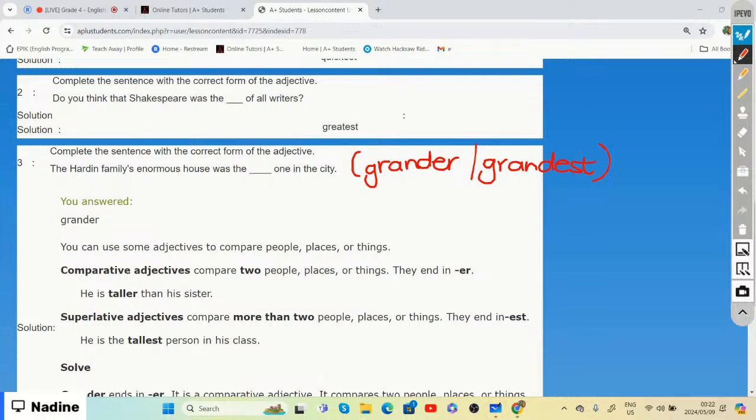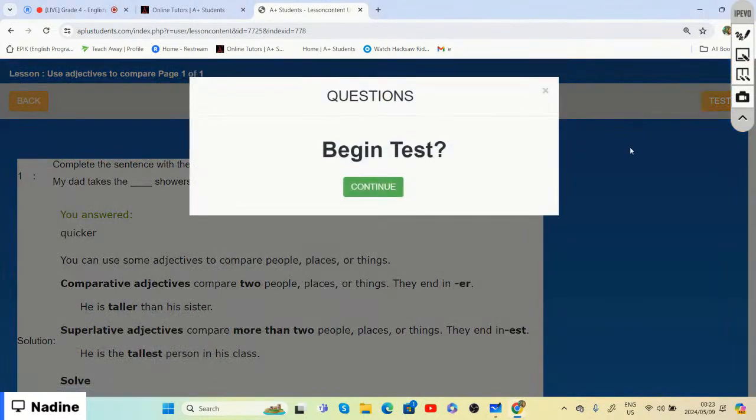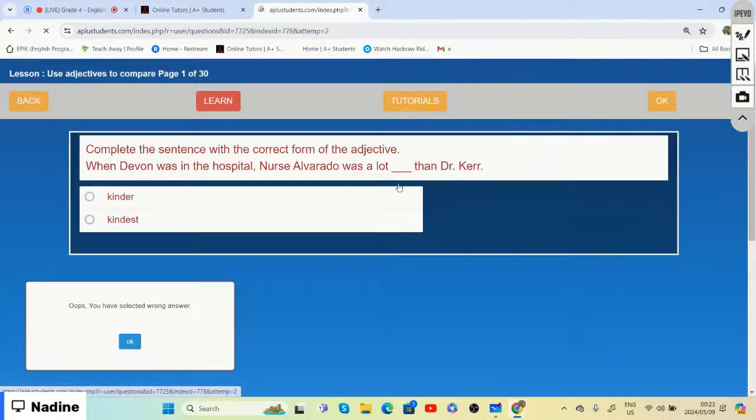All right. So if we select our correct adjective, then we will say the grandest, because it's a superlative adjective, because the Harden family's enormous house is being compared to literally everybody's in the whole city. So we can say that their house was the grandest. This is a superlative adjective and it ends with est. Right? So well done. Now we're going on to our test, right? Where we're going to use adjectives to compare.